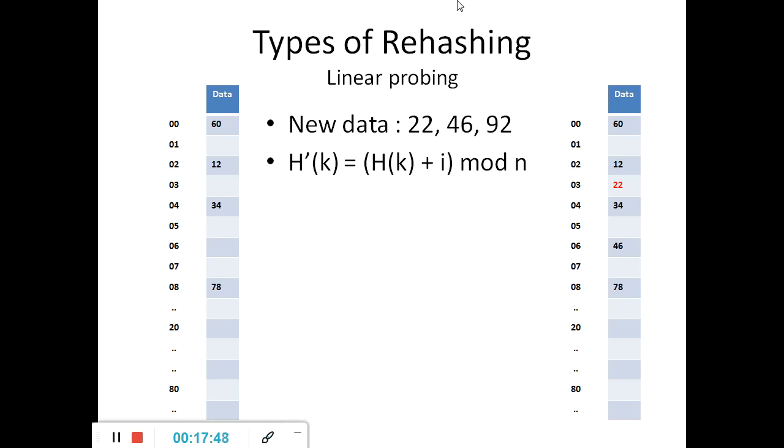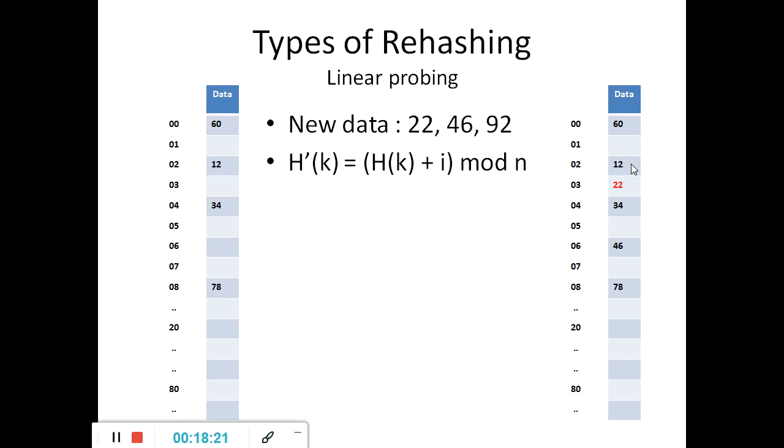Let us look at different types of rehashing techniques. The first one is called linear probing. On the left hand side, we have a hash table where using some hashing function, the addresses are generated and the data is stored. In this case, we have considered division method. Let's assume new data as 22, 46 and 92. So if the new data is 22, let us go with the same value of n as 10. So 22 mod 10 we perform to get an answer of 2.